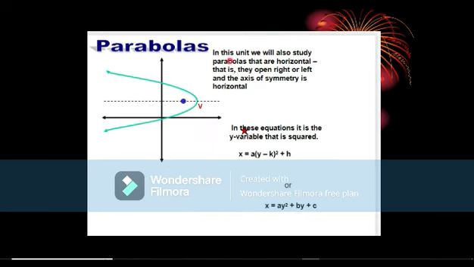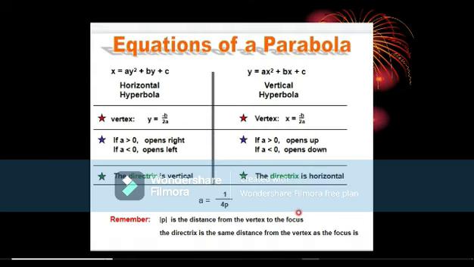Then in this unit, we'll also study parabolas that are horizontal, that is, they open right or left, and the axis of symmetry is horizontal. So this is now the orientation of the parabola. In these equations, it is the y variable that is being squared. So x is equal to a times the quantity y minus k squared plus h, or x is equal to ay squared plus by plus c. If x is ay squared plus by plus c, that's a horizontal parabola.